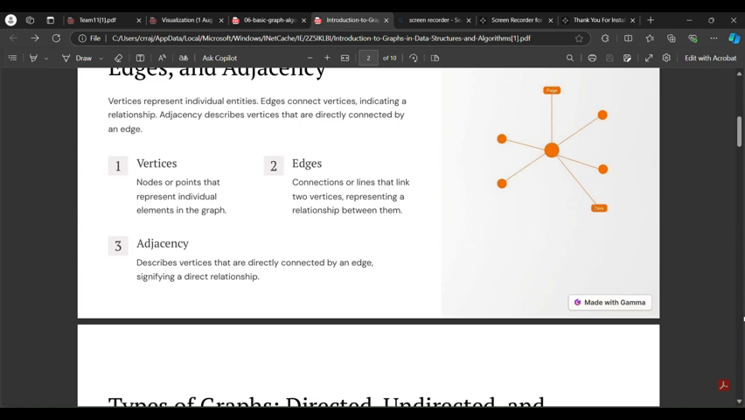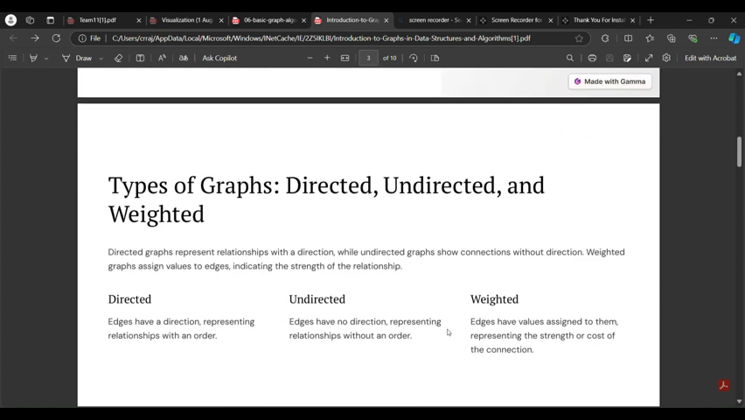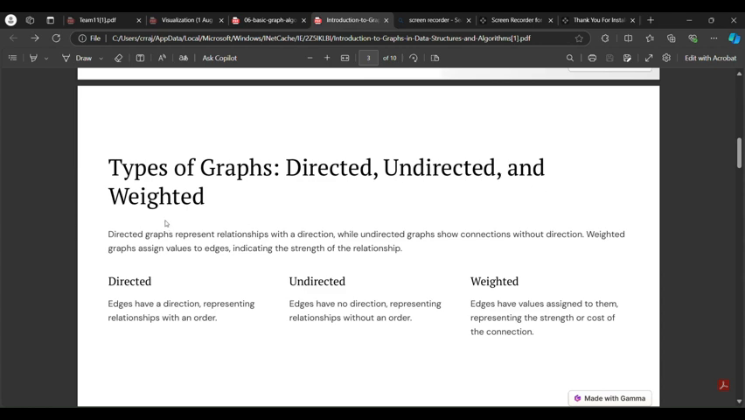Directed edges have a direction, representing a relationship with order. Undirected edges have no direction, representing a relationship without order. Weighted edges have values assigned to them, representing the strength or cost of the connection.